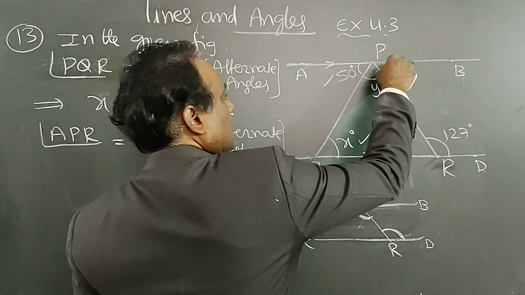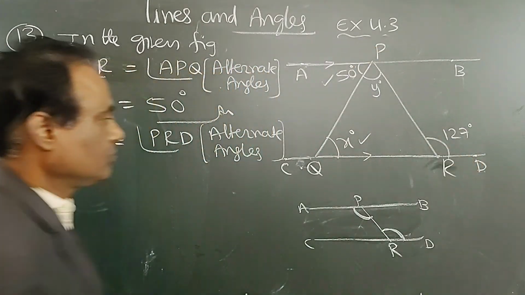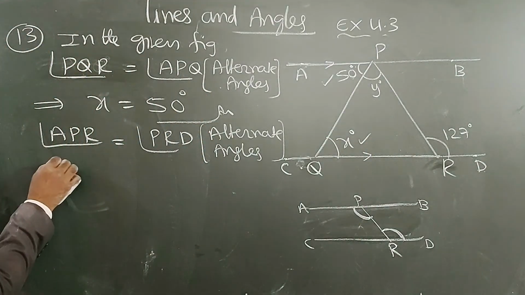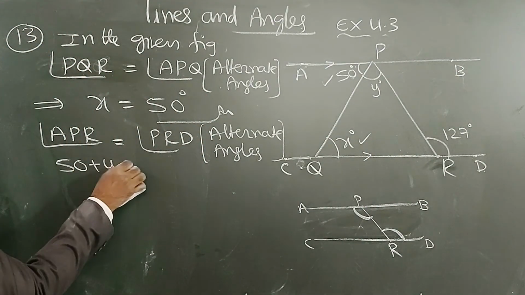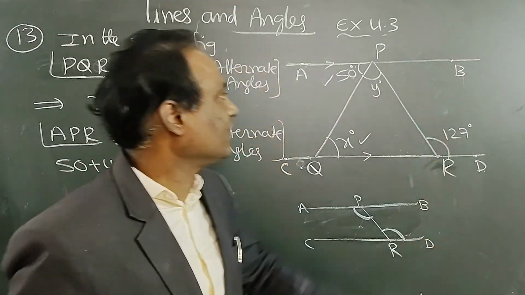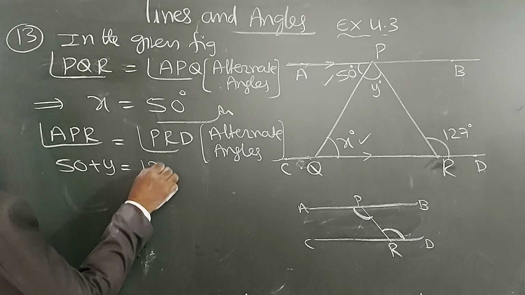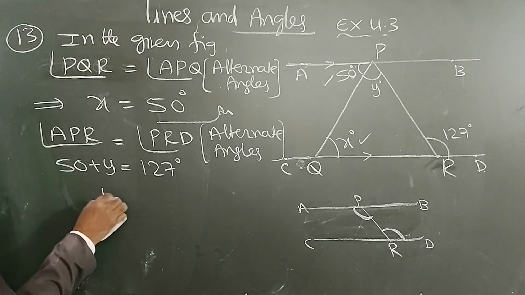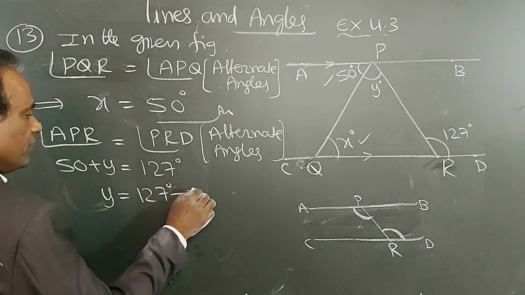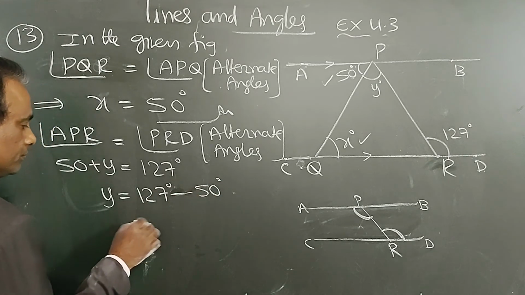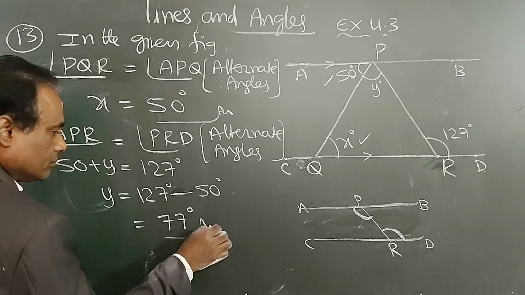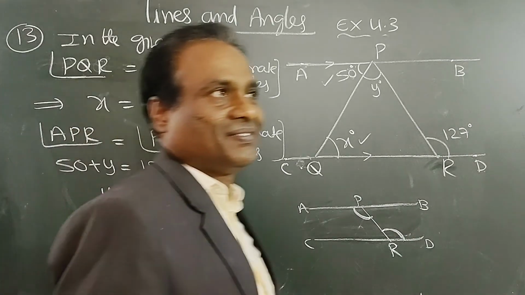This total angle is equal to this total angle. So what is this total angle? 50 plus y. This total angle 50 plus y is equal to 127. So y is equal to 127 minus 50. That's all.